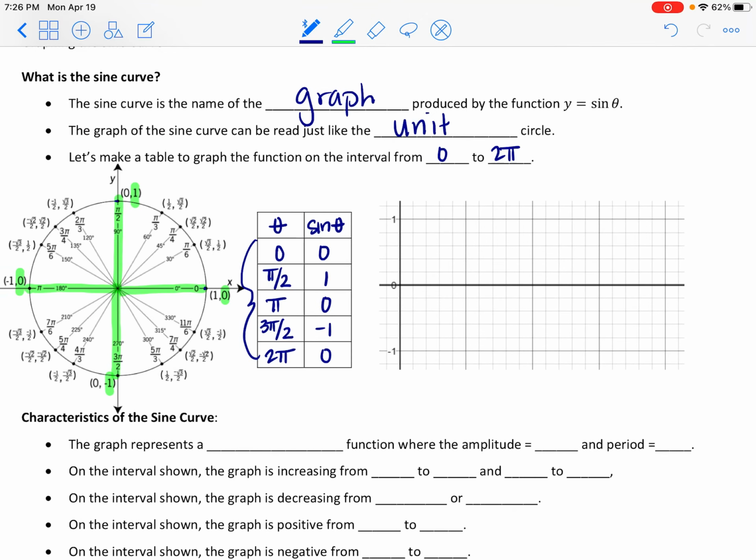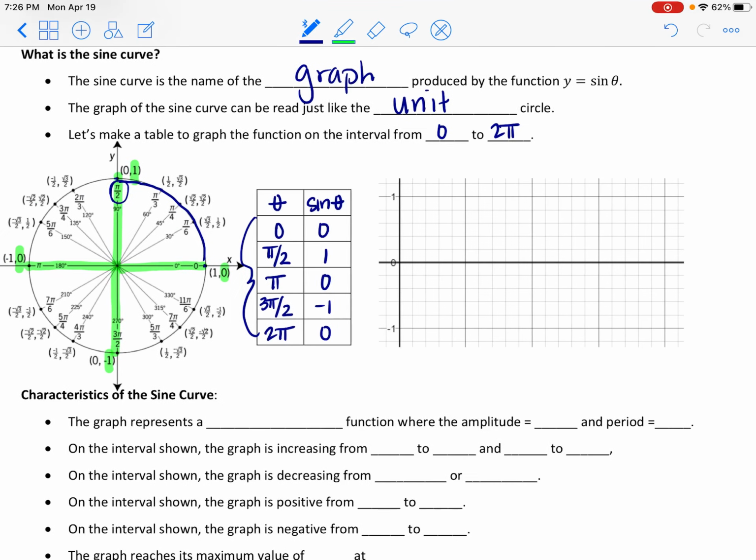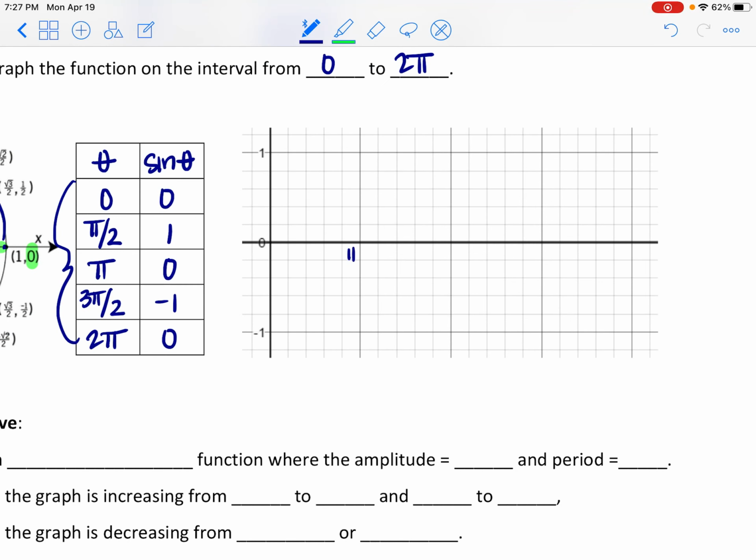But we're going every 90 degrees on our unit circle, and every 90 degrees is pi over 2 radians. So our increments are pi over 2. So I'm going to go 1 pi over 2 here, and so that's 1/2 a pi, right? 1 pi over 2 is 1/2 pi.